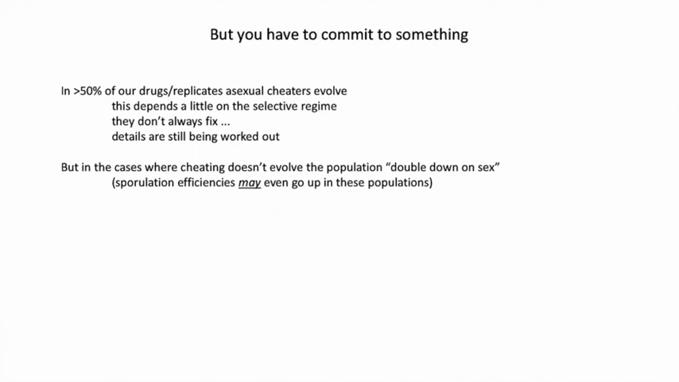So again, in about 50% of our replicates, these cheaters evolve. It depends a little bit on the selective regime. They don't always fix. The details are still being worked out. But in the cases where the cheating doesn't evolve, it's almost as if they double down on sex, and the populations then seem stable, they don't show cheaters later on, and the sporulation efficiencies in these non-cheating lines might actually be going up. We're quantifying that, so it looks like these events happen early and then establish themselves, or they don't happen at all. We don't understand why. Again, it's something we're studying.